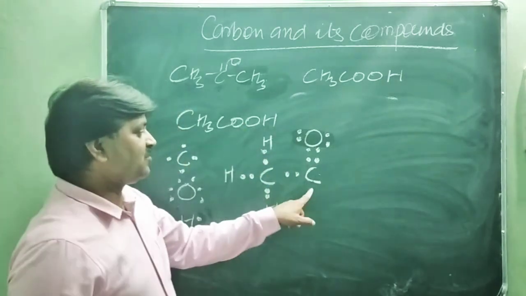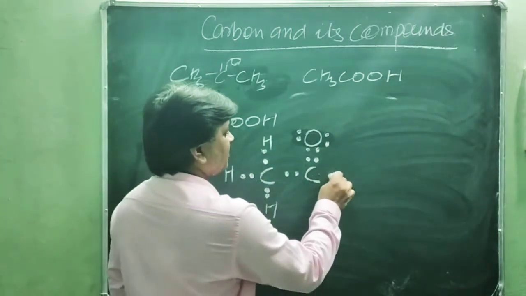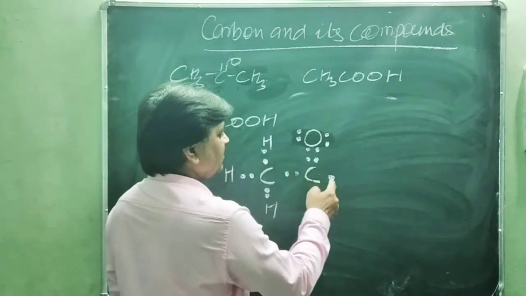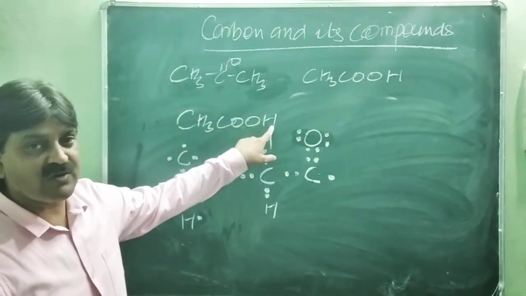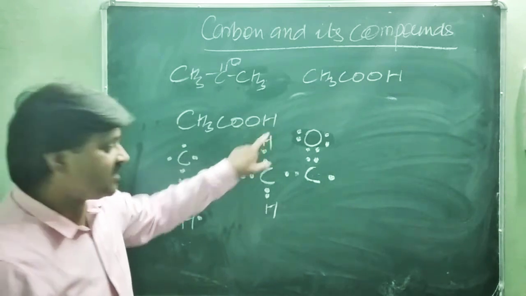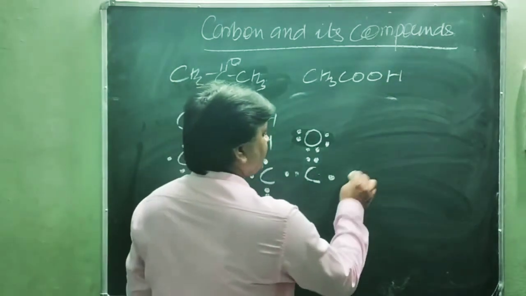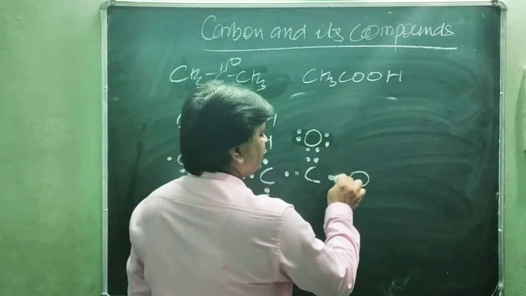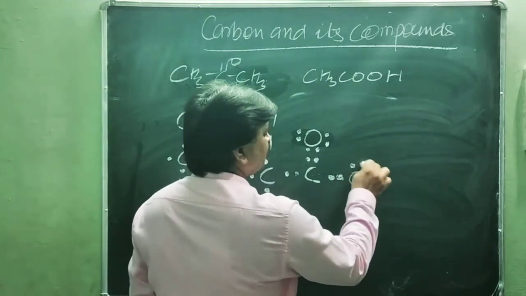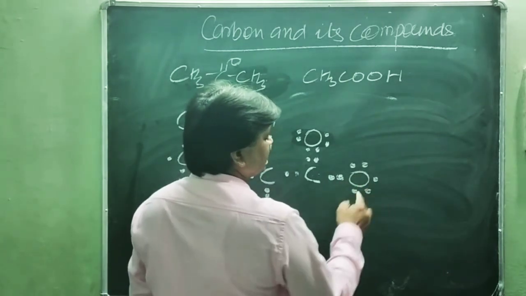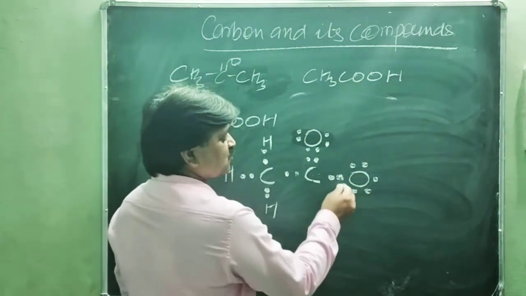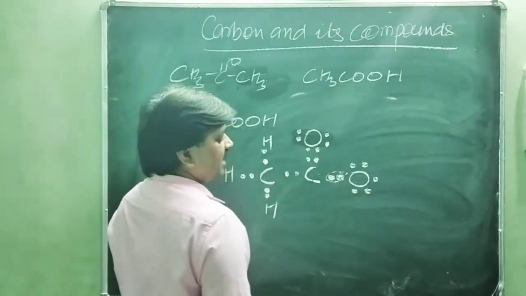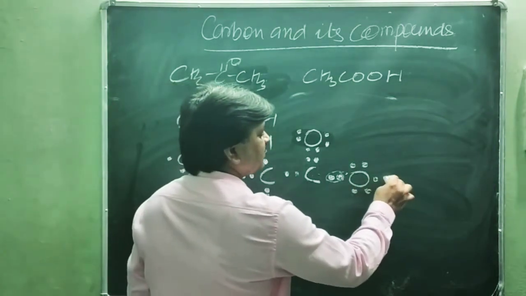Now this carbon has only 1 electron left, 2, 3 and 4. And now 1 oxygen and 1 hydrogen. So how many electrons does 1 oxygen require? 2 electrons. 1 electron is shared with this carbon. This is 2, 4 and 6, 6 electrons of the oxygen atom, 1, 2, 3, 4, 5, 6. So 1 electron is shared with this carbon, and another 1 electron is shared with the hydrogen.